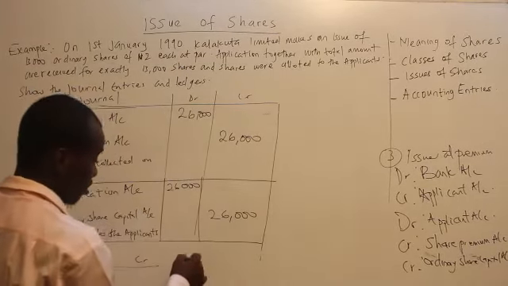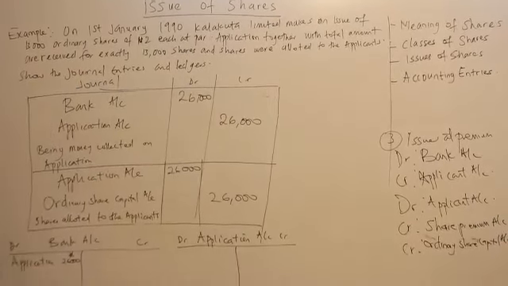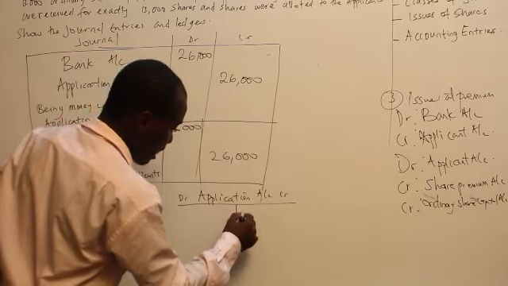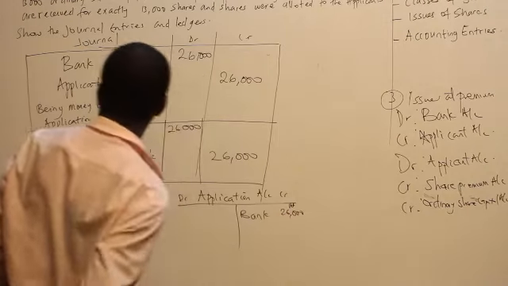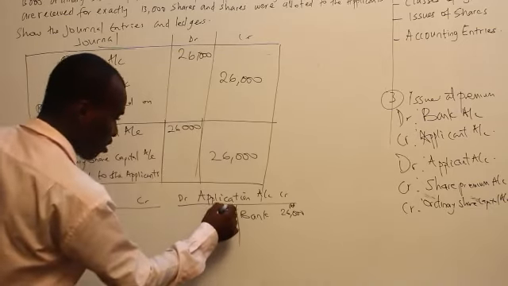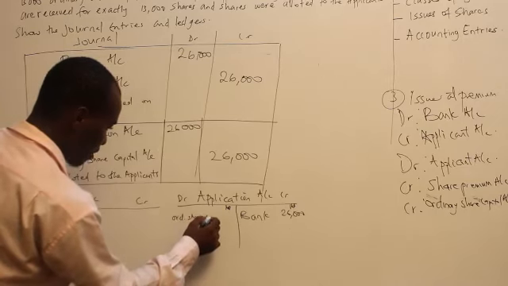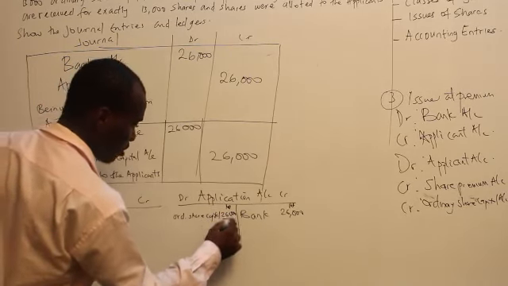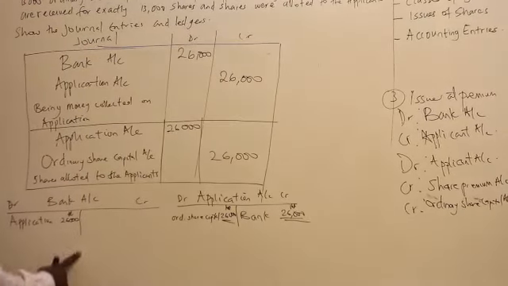So we are going to open the application account. So you have the application account and the double entry principle. We credit application account, then we come here, bank, the corresponding account, which is 26,000 naira. Then in the second journal, we debit application account. So come here, write ordinary share capital, which is the corresponding account in the double entry system. So we are done with application account.